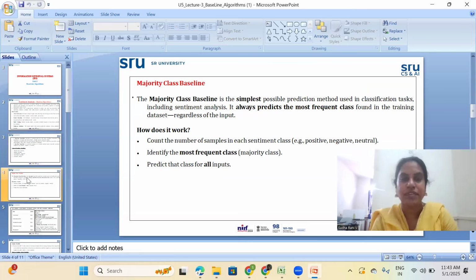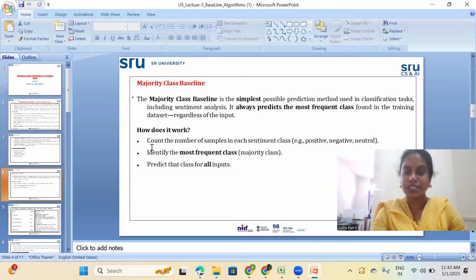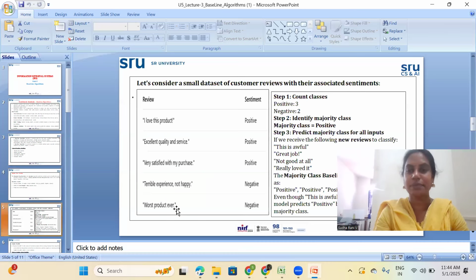Majority class baseline. The majority class baseline is the simplest possible prediction method used in classification tasks, including sentiment analysis. It predicts the most frequent class found in the training dataset, regardless of the input. So how does it work? It counts the number of samples in each sentiment class, identifies the most frequent class, and predicts that class for all inputs. Whatever example we take, it suits this majority class baseline algorithm.